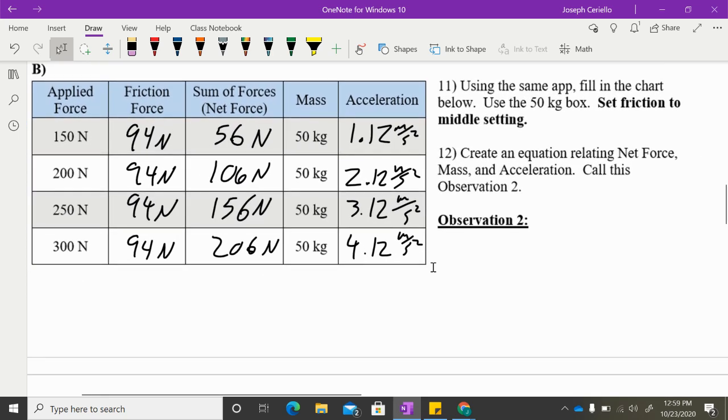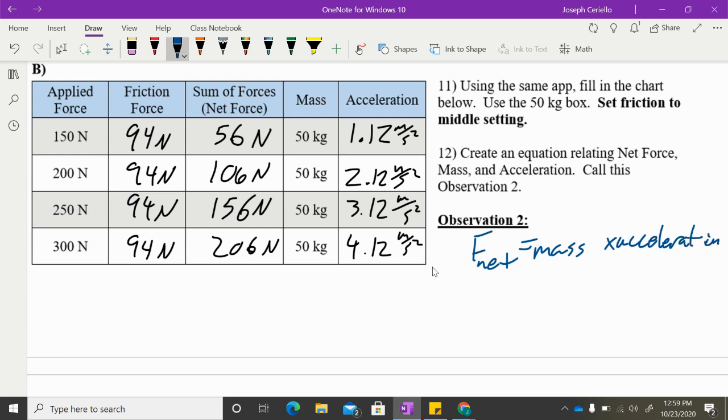So it says create an equation relating net force, mass, and acceleration. What you should have noticed, and it's not easy to notice with these numbers, is that the net force, F net, equals mass times acceleration. This is Newton's second law, actually. Okay, well, here's an example of it. 56 newtons equals 50 kilograms times 1.12 meters per second squared. And if you put that in your calculator, that works out. It works out for all of these.